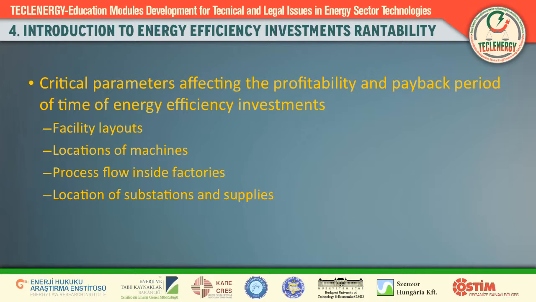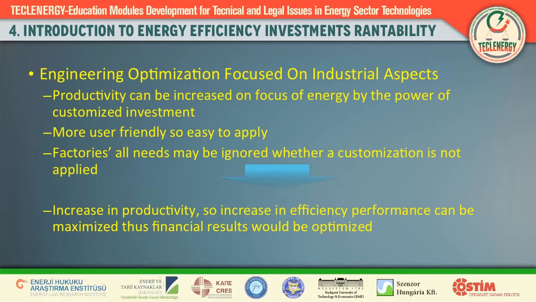Critical parameters that may affect the profitability and payback period of energy efficiency investments are facility layouts, locations of machines, process flow inside factories, and location of substations and supplies. It must be noted that any energy efficiency investment project must be customized according to the factory's needs instead of applying the catalog models directly. Facility layout is the most influential factor, and all technical details first have to be designed according to placements inside the factory. Otherwise, the production line can be affected adversely.